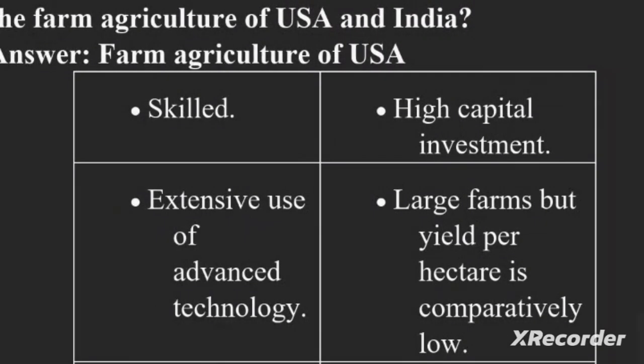Farm agriculture of India. Now you can see what is the difference basically. We are mostly unskilled. We still use the primitive era techniques to grow crops. Low capital investment, marginal use of modern technology. Correct? Small land holding but yield per hectare is high. So this is the main difference between US and India.